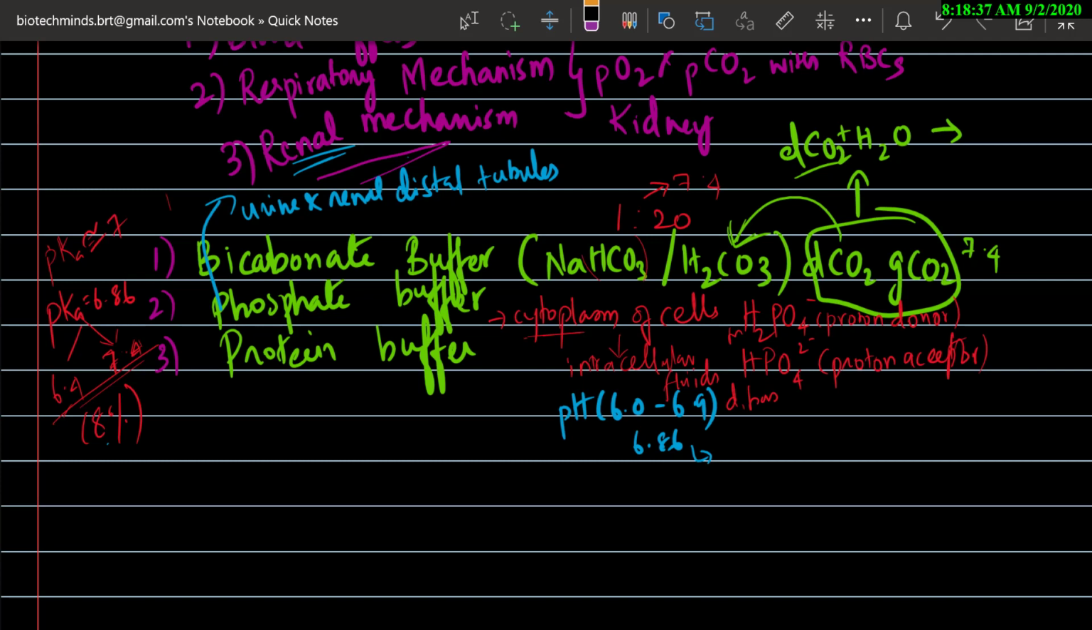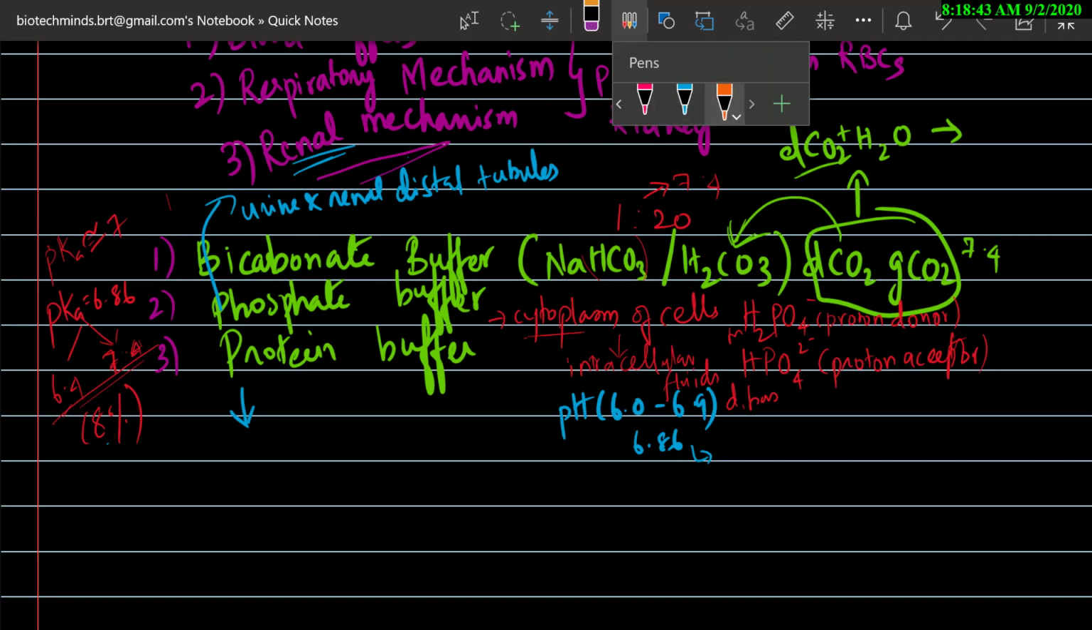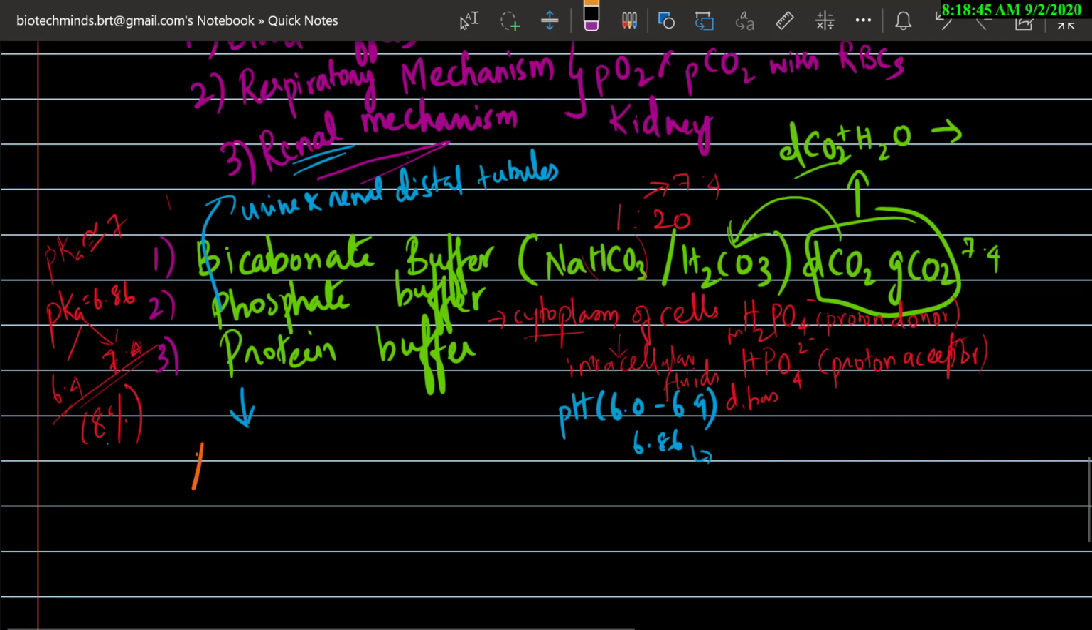The last one is the protein buffer, and within this category there exists another category known as the amino acid buffer, which you are going to study in detail under the concept of protein structure. Amino acid buffer. This system operates especially in humans.